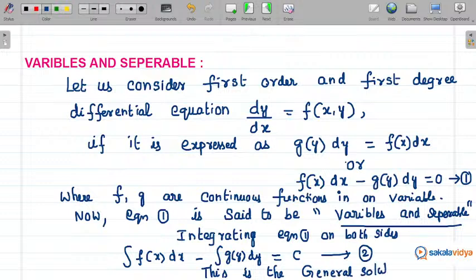Actually, this is the method of solving the variable separable. If the given first order first degree differential equation is in variable separable form, then this method is to be adopted. Using this method, the variable separable form can be solved, and then we get the general solution. So, let us proceed to the questions now.